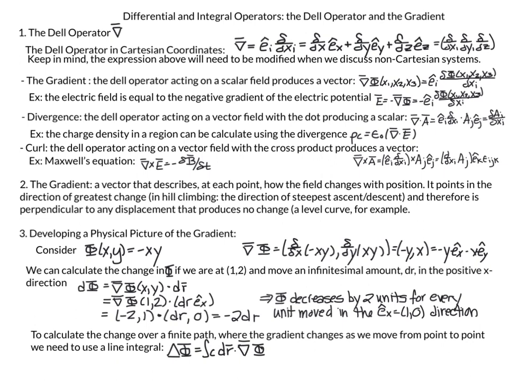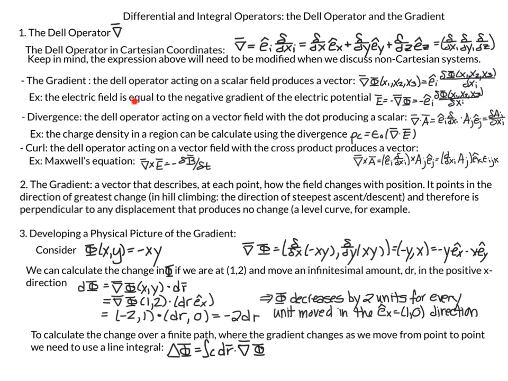To review what we discussed, we talked about the del operator, which is notated with this upside down triangle, and it is a vector, so we put a bar on top. In Cartesian coordinates, our del operator essentially becomes the partial derivative with respect to x, partial derivative with respect to y, and partial derivative with respect to z. We talked about how the del operator could act on a scalar field to produce a vector, and that was called the gradient. And we have this formula here. So the gradient of the scalar function phi is equal to the partial derivative of phi with respect to x, the partial derivative of phi with respect to y, and the partial derivative of phi with respect to z.